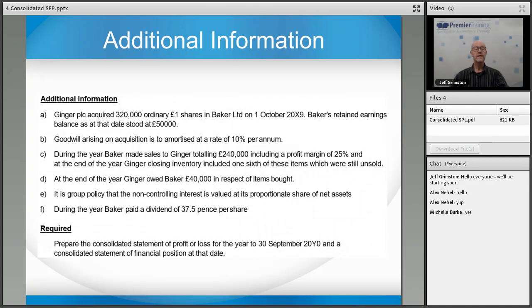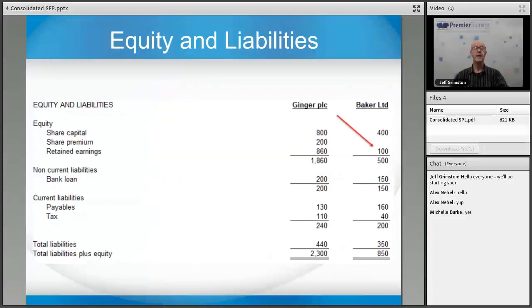Now the notes tell us that at the time Ginger acquired 320,000 ordinary shares, the retained earnings balance stood at £50,000. So 50,000 is the figure we're really interested in here. The 320 is just a reminder that 320 over 400 is 80%. As at now, on the present statement, Baker Limited's retained earnings stands at 100,000, but there is a catch.